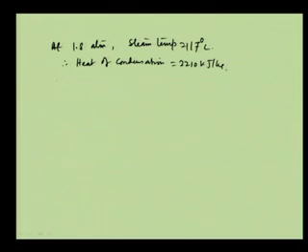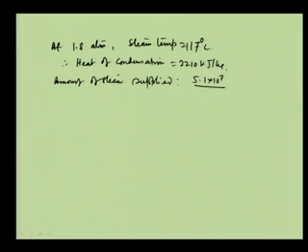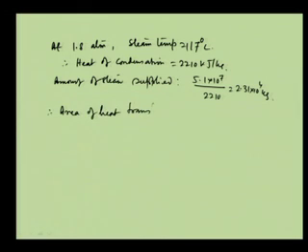Fine. Then the amount of steam supplied would be 5.1 into 10 to the power 7 divided by 2210, and that is equal to 2.31 into 10 to the power 4 kg. So, this is the steam requirement. So, area of heat transfer A is equal to Q dot by U d into delta T.